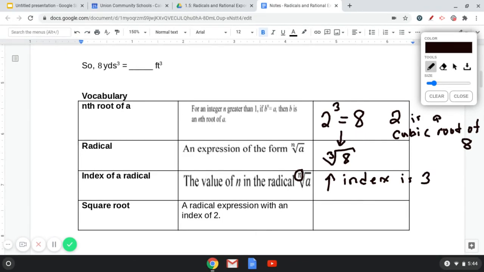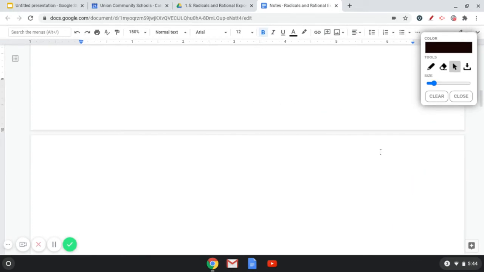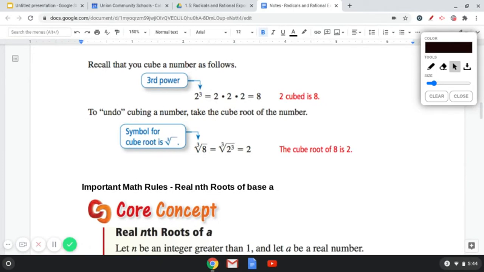And now square root, this is something that you know. This is a radical expression with an index of 2. We often don't write the 2. So for example, the square root of 4 is the same with or without the 2. If you don't see a number here, you can assume that it's a square root. But if it's anything but a square root, if it's a cube root, a fourth root, a fifth root, there will be that number right here. All right, so that's the vocab. We'll keep going. If you have any questions about that, just go ahead and email me.